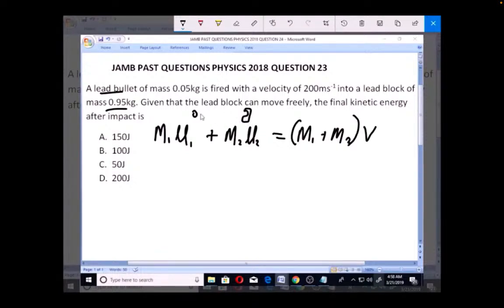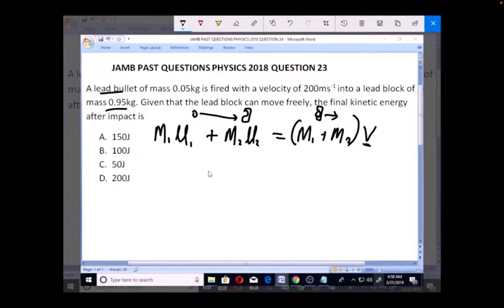So this bullet goes into this block to form a bullet and a block together, moving now. So this is moving, making this impact to form this. So this is the equation that we have. And from this equation, we can calculate this final velocity.